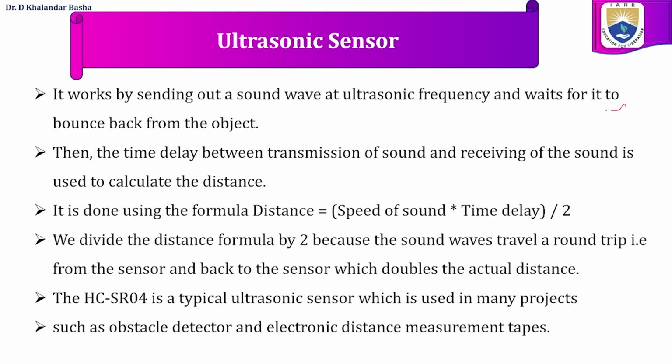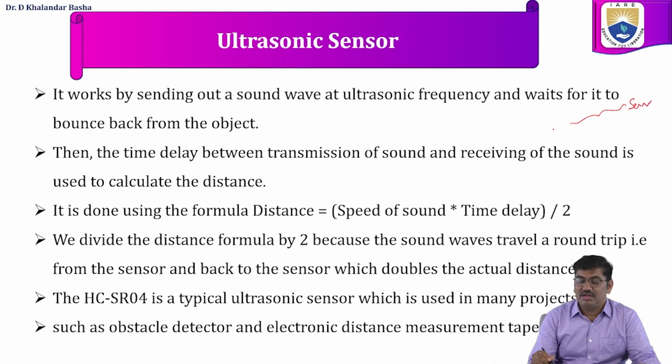Here the signal has to travel from the sensor to the obstacle, and again it has to travel back from the obstacle to the sensor. So in total it travels the distance twice. From the sensor to the object, if I take the distance as s, again it has to bounce back and return to the receiver, so it again travels a distance of s. The total distance it travels is 2s.